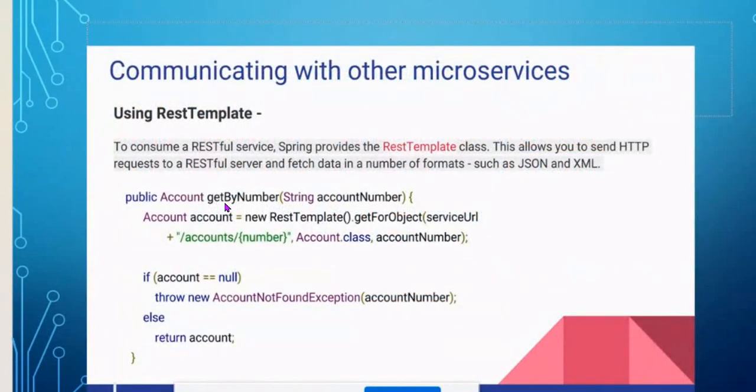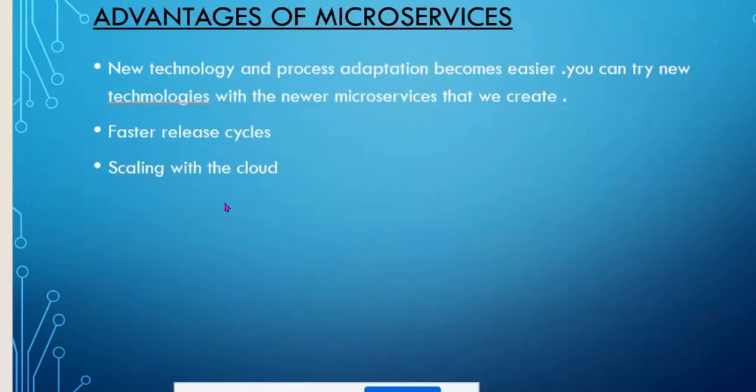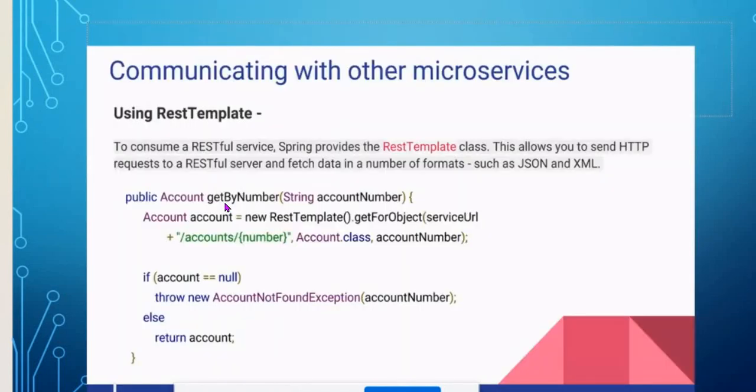Then communicating with the other microservices, as in the diagram, using RestTemplate to consume RESTful services. Spring provides this class called RestTemplate. This allows you to send an HTTP, meaning Hypertext Transfer Protocol, request to the RESTful server and fetch data in formats such as JSON and XML. JSON means JavaScript Object Notation.